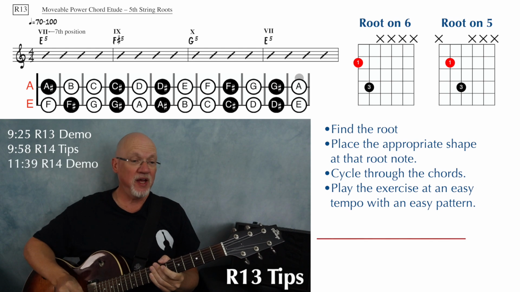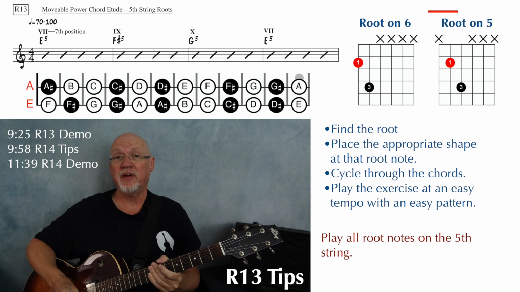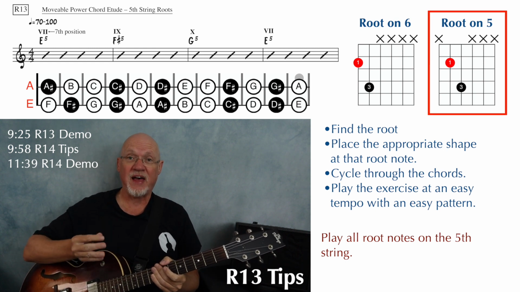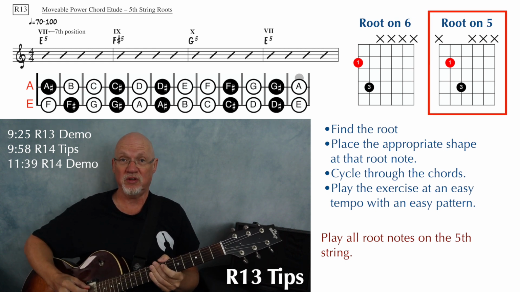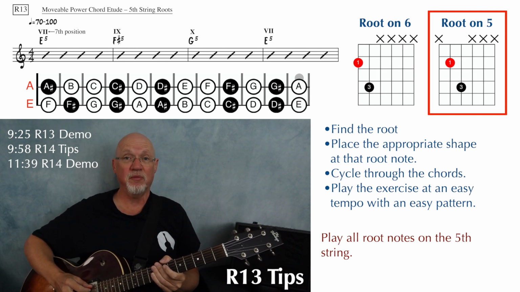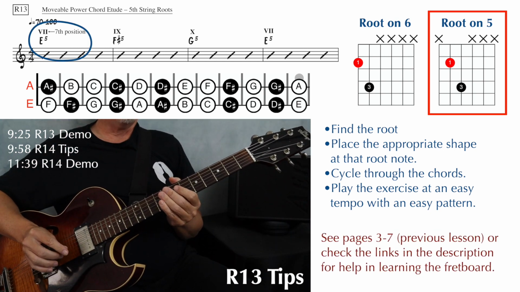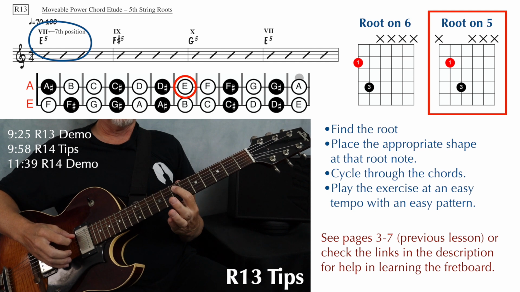Top of page 10, we have number R13. Similar exercise, but now we're going to play all 5th string roots, or use that A5 type shape that we looked at. Again, we want to find our root notes first and then figure out our chords from there before we play the whole exercise. It starts off with an E5 or E power chord marked in 7th position. So there's our E, and we play that power chord.